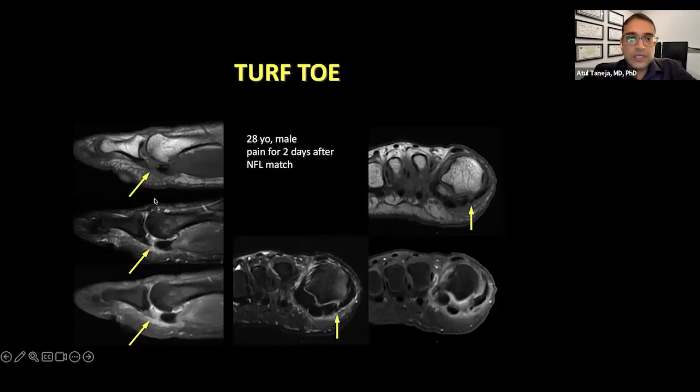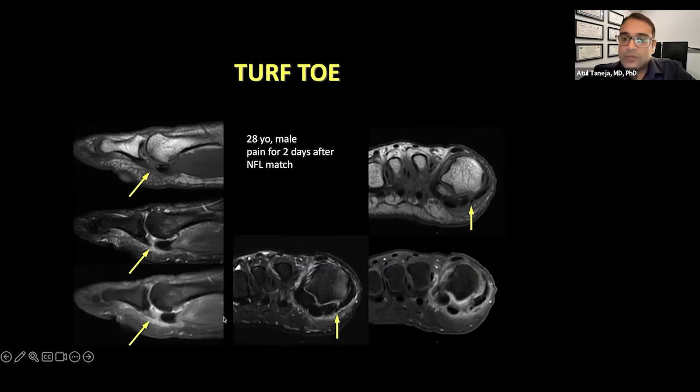But I just want to show you a case on a turf toe. A 28-year-old male patient presenting with pain 2 days after an NFL match. What we can see here is a proximal retraction of the sesamoid, a torn sesamoidal phalangeal ligament. You can see it's detached from the sesamoid.